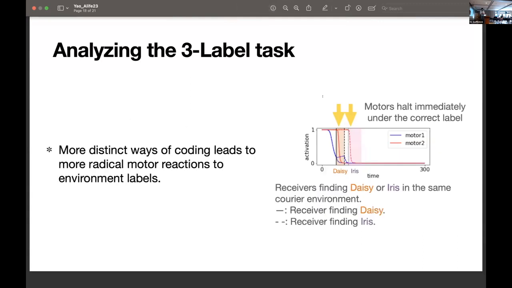Finally, this radical, efficient way of using interneurons also leads to more distinct ways of reacting to the environment. Here we see that when the agents go into the Daisy section, the motor drastically goes down. And when this dashed agent goes into the Iris section, which is the correct section for it, the motor also goes down drastically, and the motors are not changing much when they're in the wrong section. So it seems that the agents are more sensitive because they are representing the labels in a more efficient way.